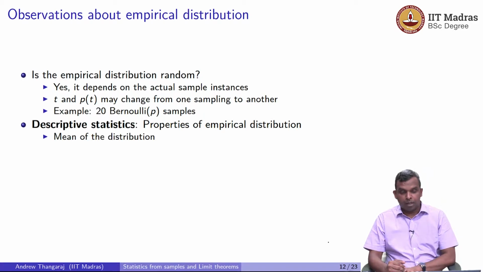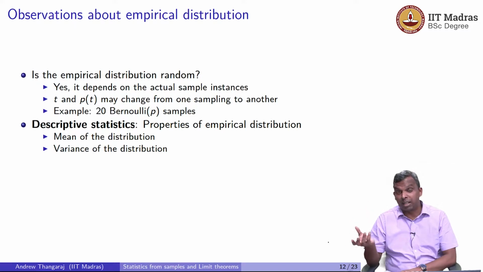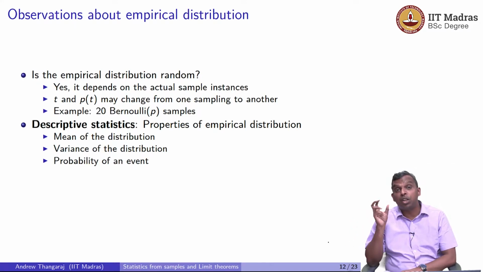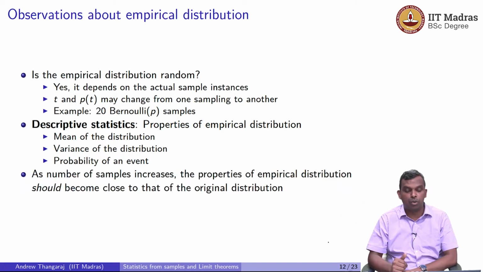So, the mean of the empirical distribution you could look at, the variance of the empirical distribution you could look at, the probability of a particular event occurring according to the empirical distribution you can look at. These are the various descriptive statistics we will look at. We will look at how they are computed given the samples and how they are related to the underlying distribution. So, that is what we are going to do next.